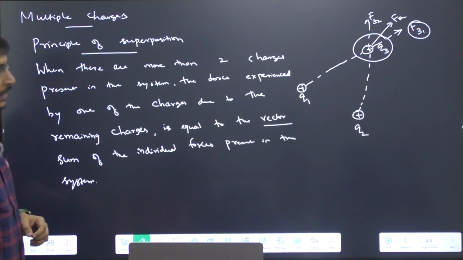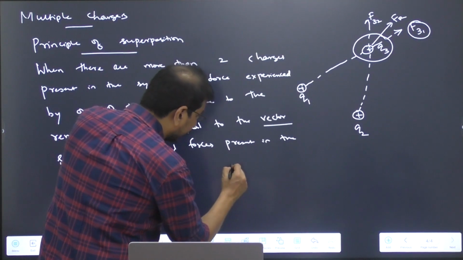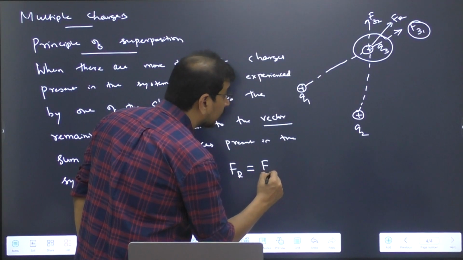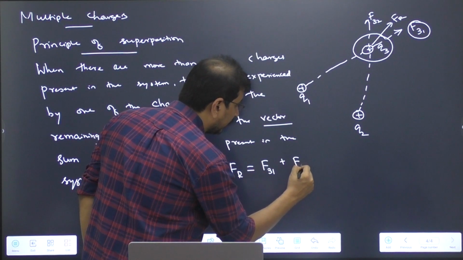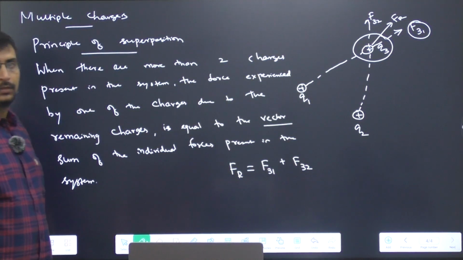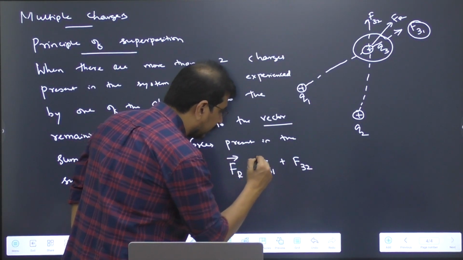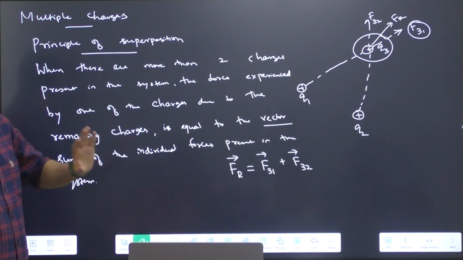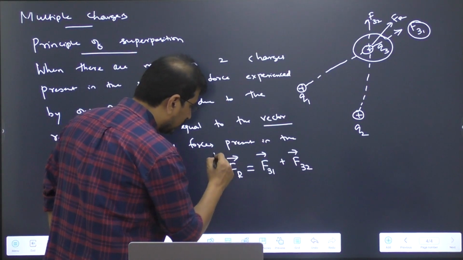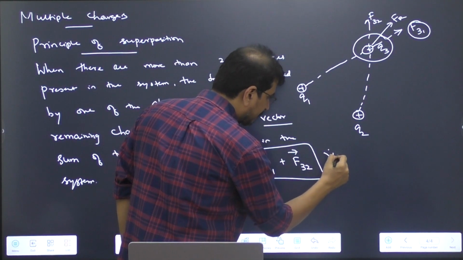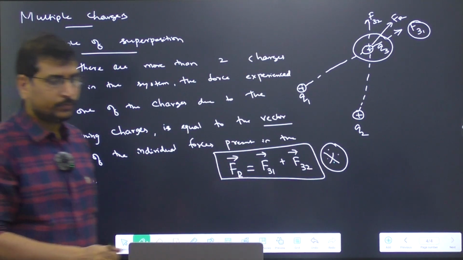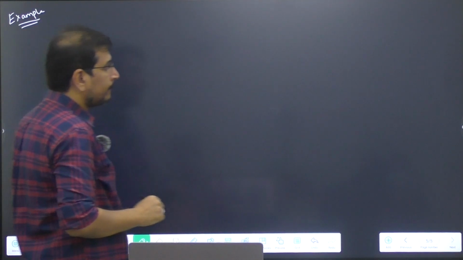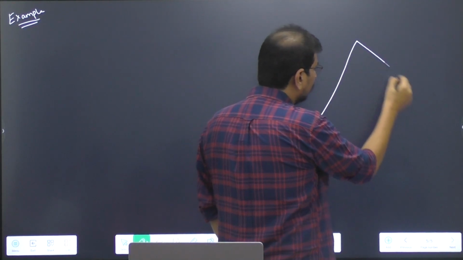Makes sense? Right? So how do I write it mathematically? I can write it like this. Resultant force is equal to F31 plus F32. There is a mistake in this, corrected. I need to write it in the vector form. So the vector sum is equal to the sum of the individual vector forces. If you write it without the vector symbol, it is wrong. Okay. So make a note of this. We will see an example problem. Suppose I have 3 point charges.